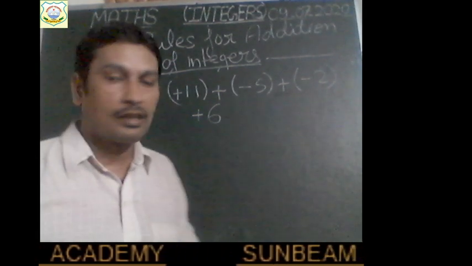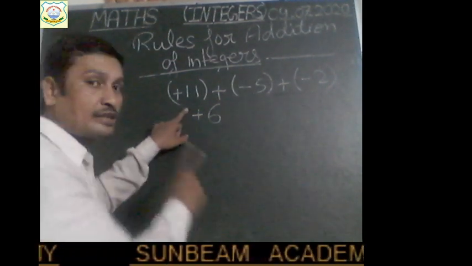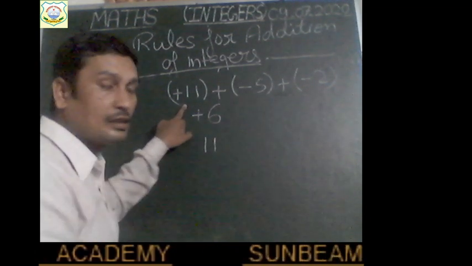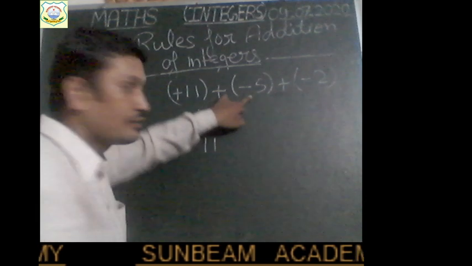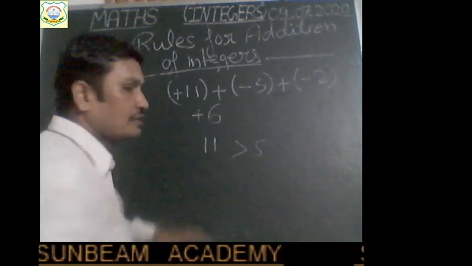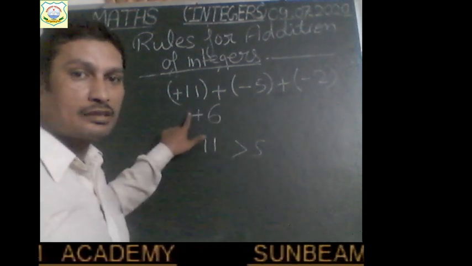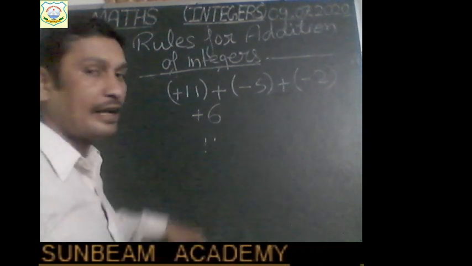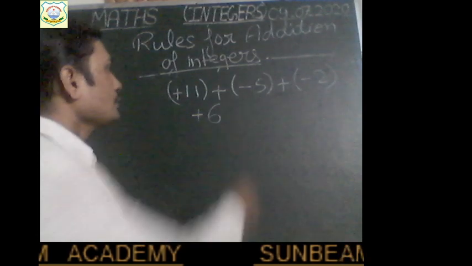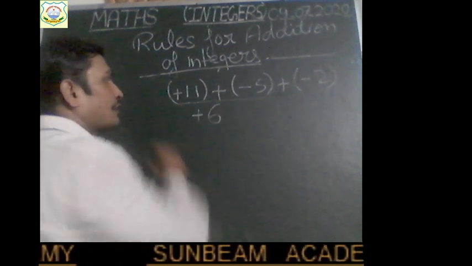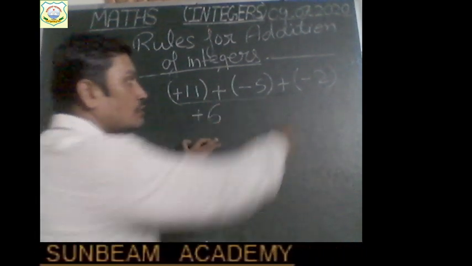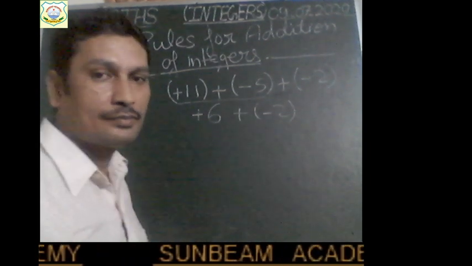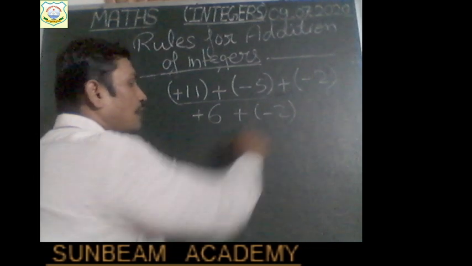What I had told: the number whose absolute value is greater. The absolute value of plus 11 is 11 and the absolute value of minus 5 is 5. 11 is greater than 5, so you will put a plus sign, right? So here you will write plus 6. You will subtract and write plus 6. Then we have added these two numbers. Now the third number is plus minus 2. Now add this also. So plus 6 and plus minus 2.